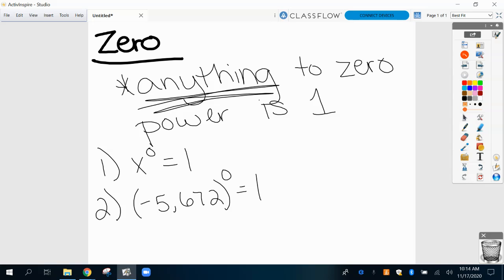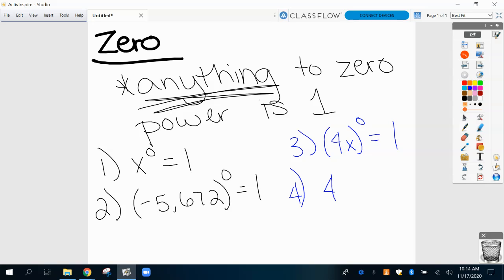Okay, now what we have to be careful of is that we don't fall in love with the 0 exponent so much that we don't pay attention to what's getting the exponent of 0. We have to make sure we know what that base is. So if we have something that says (4x) to the 0 power, those parentheses that we see there are telling us that all of the 4x is receiving the exponent of 0, and so therefore it equals 1.